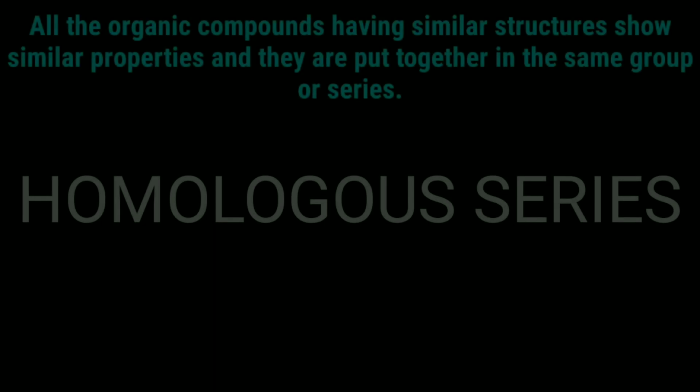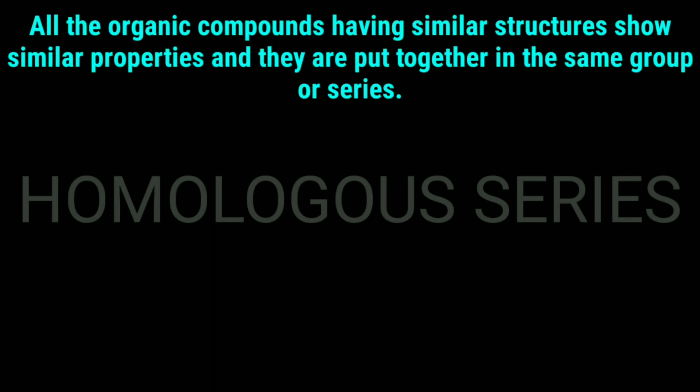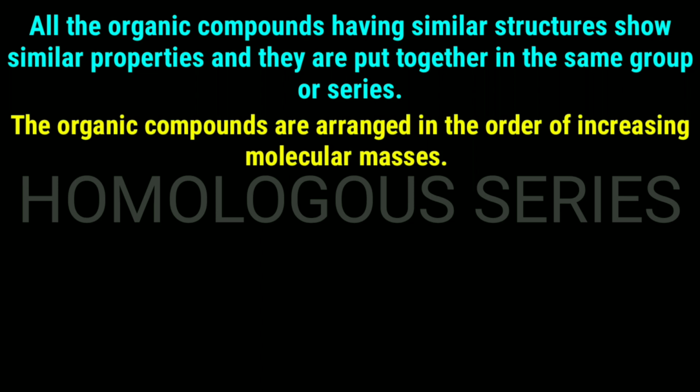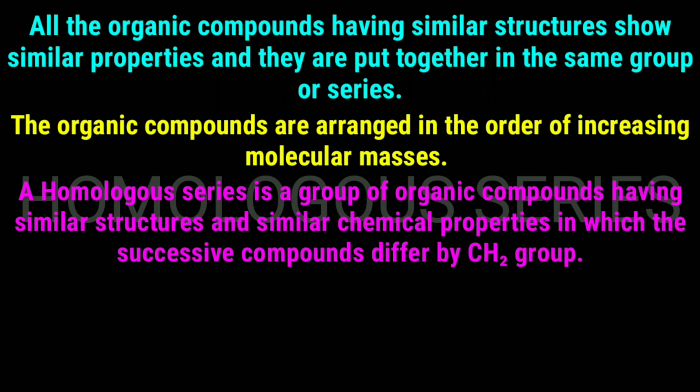Homologous series. All the organic compounds having similar structures show similar properties and they are put together in the same group or series. The organic compounds are arranged in the order of increasing molecular masses. A homologous series is a group of organic compounds having similar structures and similar chemical properties in which the successive compounds differ by a CH2 group.